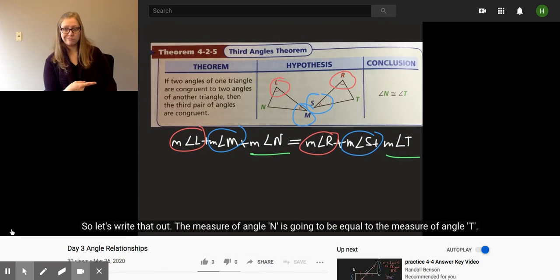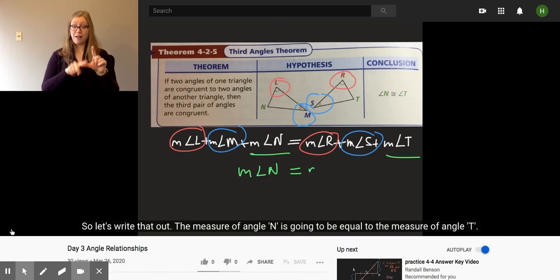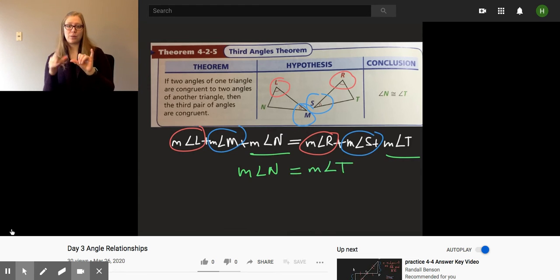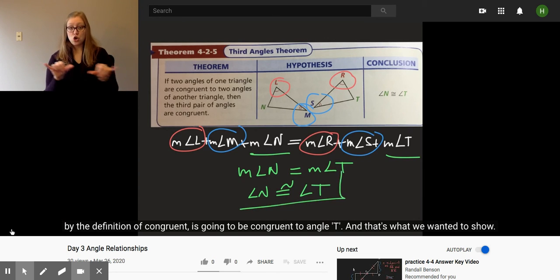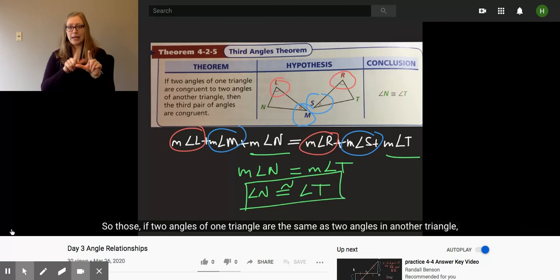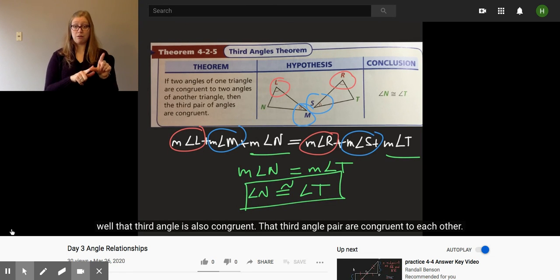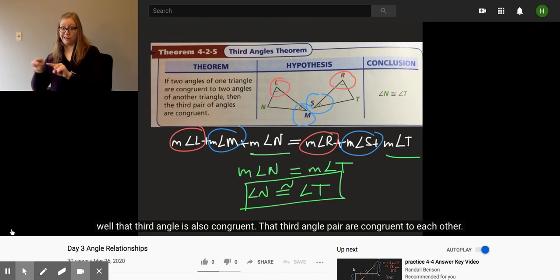So let's write that out. The measure of angle N is going to be equal to the measure of angle T. And that means that angle N, by the definition of congruent, is going to be congruent to angle T. And that's what we wanted to show. So if two angles of one triangle are the same as two angles in another triangle, well, that third angle pair is also congruent to each other.